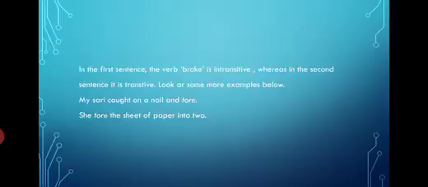In the first sentence, the verb broke is intransitive, whereas in the second sentence, it is transitive. Look at some more examples below. Just now what I have said, in the first sentence, the mug fell off the table and broke. It is a complete meaningful sentence. It is an intransitive sentence. Broke is here acting as an intransitive verb. In the second sentence, he broke the mug. Here the same verb became a transitive verb because he broke the mug. We can make a question. What did he break? He broke the mug.